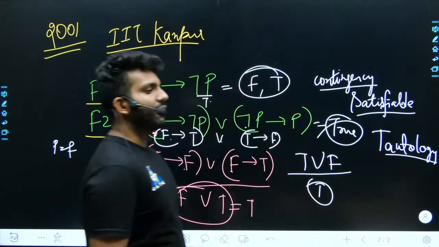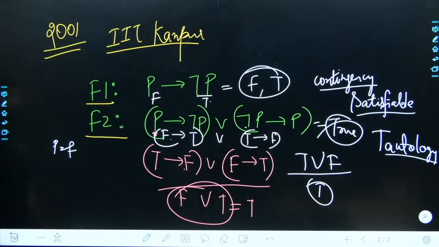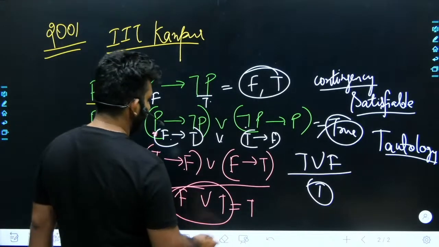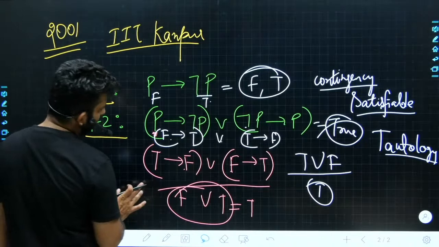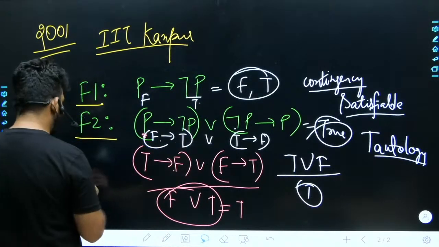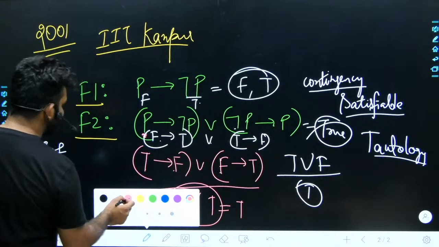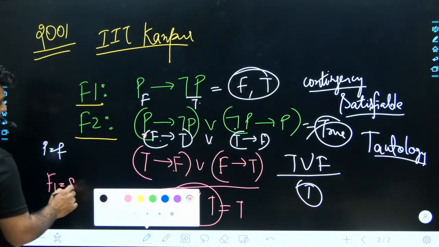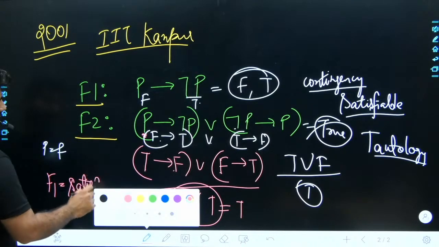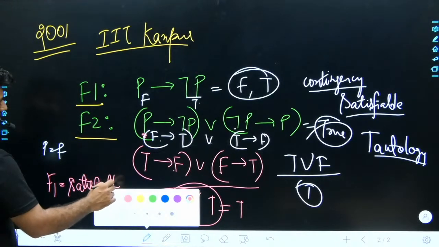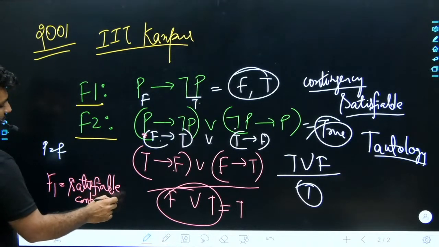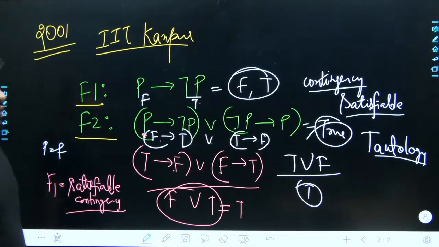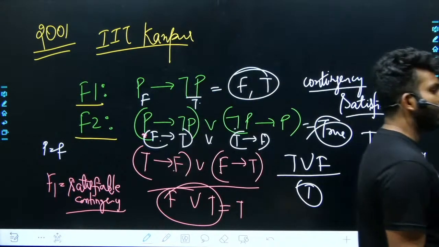I hope this is clear to everyone who is watching right now. So this is a tautology. We have learned that over here. Now, what exactly have we got? F1 was satisfiable, or simply you can say contingency. And F2 is valid, or a tautology. I hope this is clear.